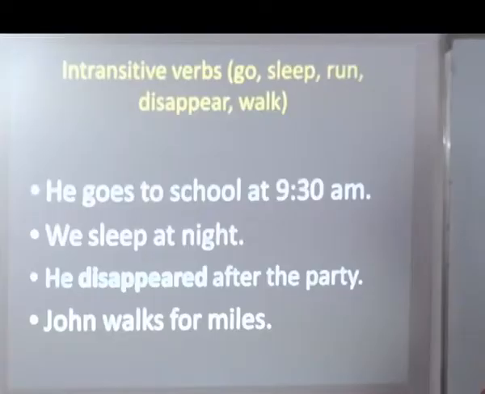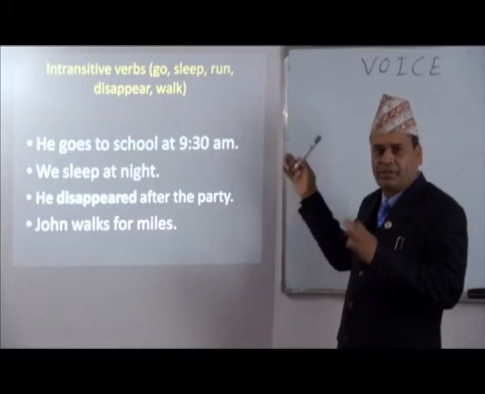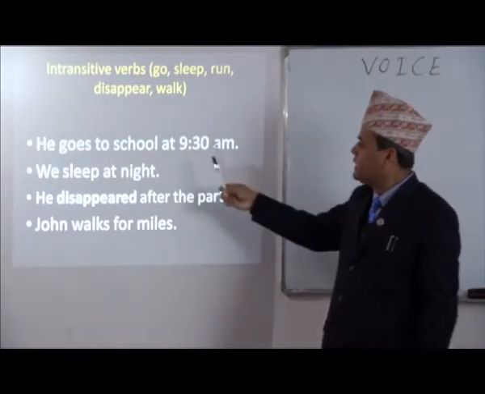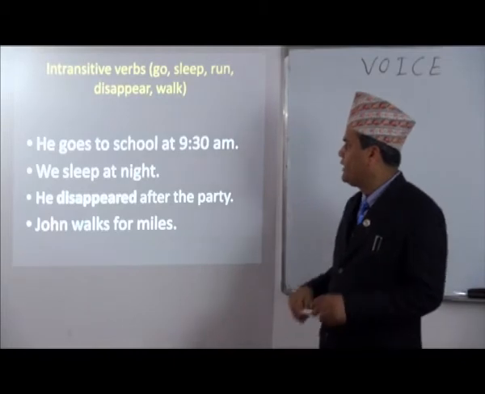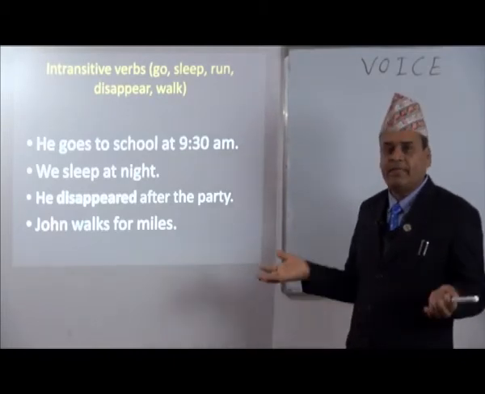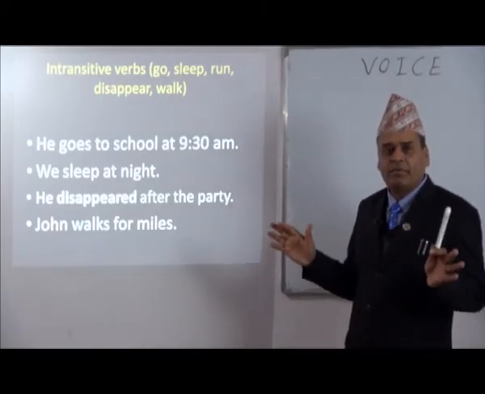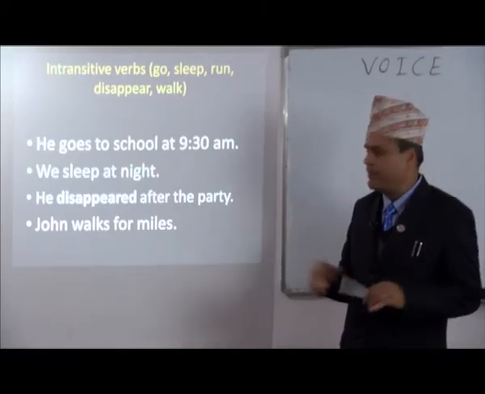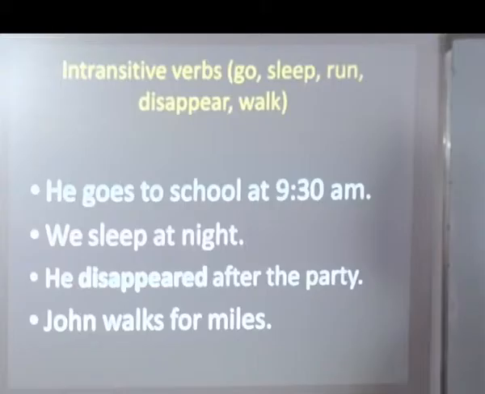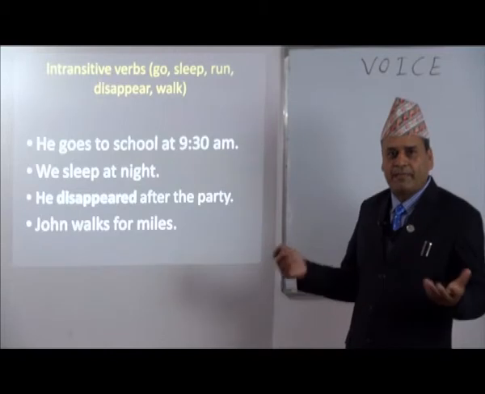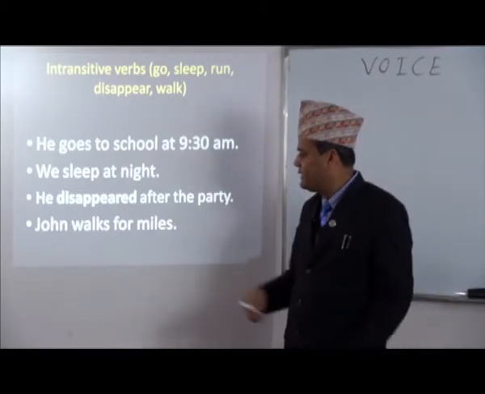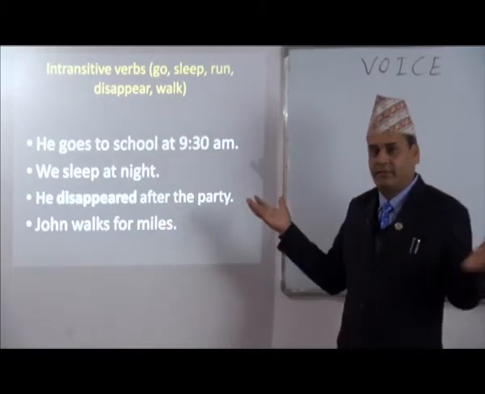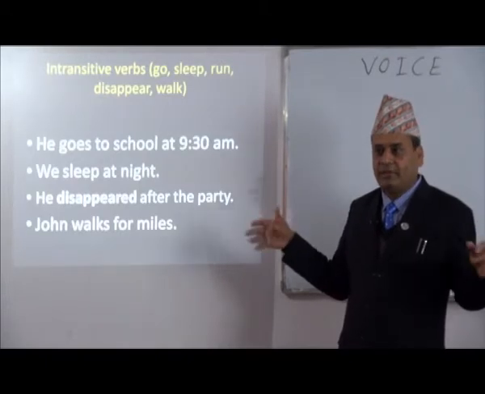Okay, intransitive verbs, they are go, sleep, run, disappear, walk, etc. In this case you see "He goes to school at 9:30 a.m." This type of sentence does not change into passive form. We do not change them. And "We sleep at night." Let's look at the next example. "He disappeared after the party." In this sentence we can't change into passive voice. And similarly the last sentence here is "John walks for miles." We can't change this sentence into passive.